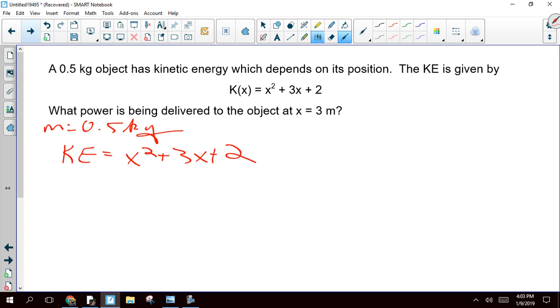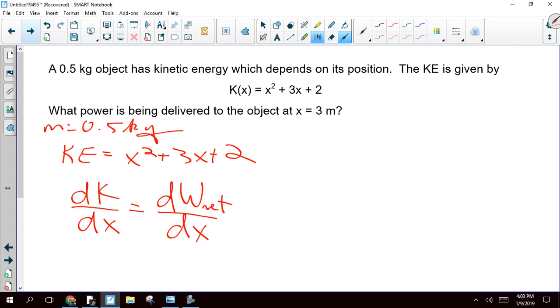Well, remember, power is the rate at which the energy is changing. But when we talk about a rate, we're usually talking about the rate with respect to time. So if I differentiate my kinetic energy with respect to position, it doesn't give me power. The derivative of kinetic energy with respect to position is the same as the derivative of net work, I should say, I'm being a little sloppy, with respect to position. And we learned that's net force.